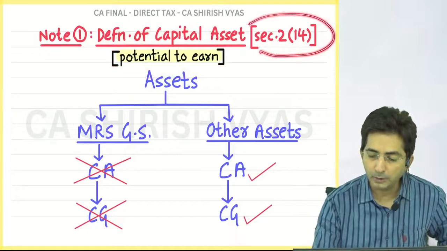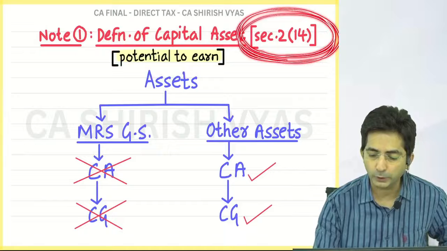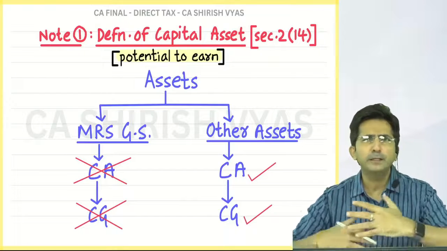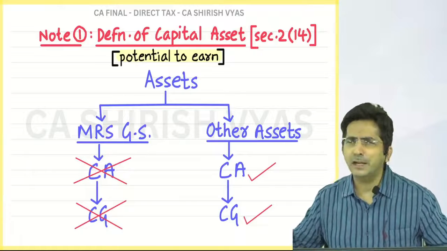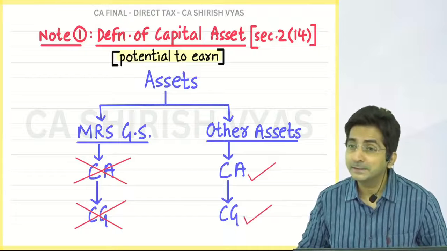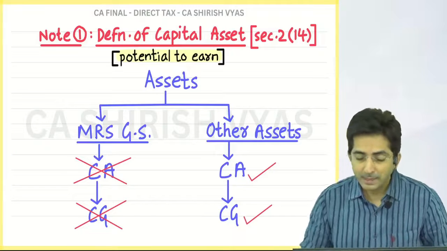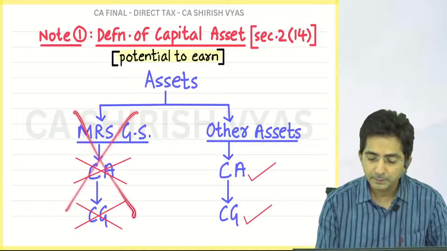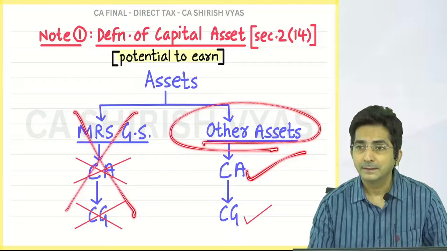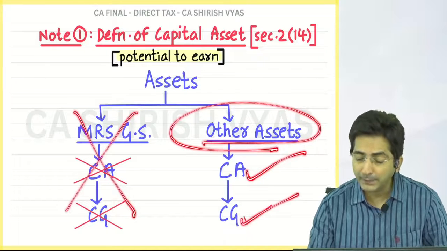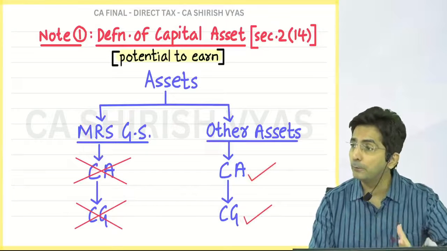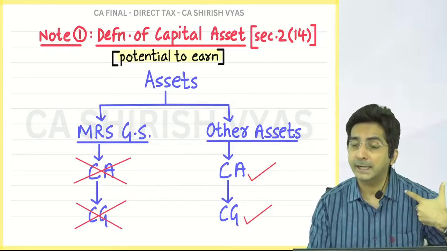Look, in the law there is a section 2(14). And you know what section 2(14) says? Everything in this world is a capital asset except Mrs. GS. Except Mrs. GS, everything is a capital asset. And if you sell, you will make capital gains. Okay? Everything. See, this is the style of law. What was my style? Potential to earn.